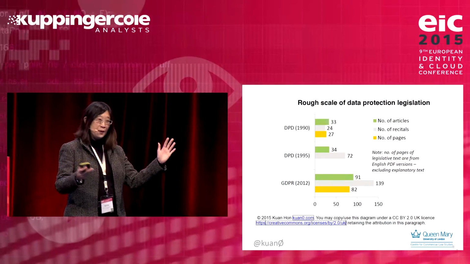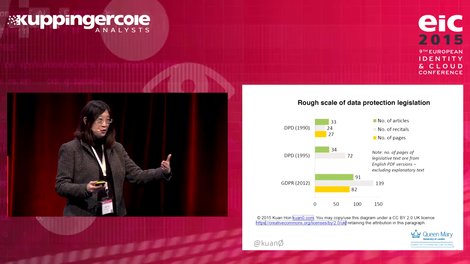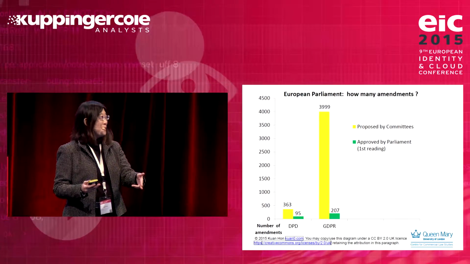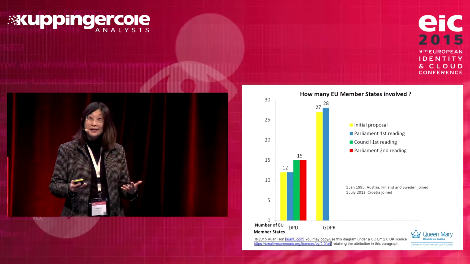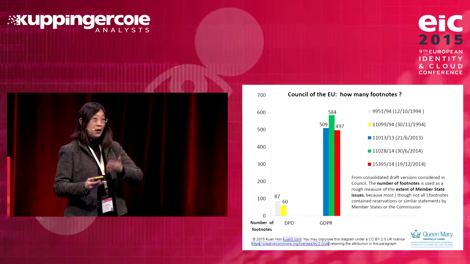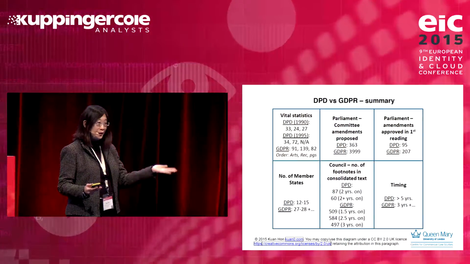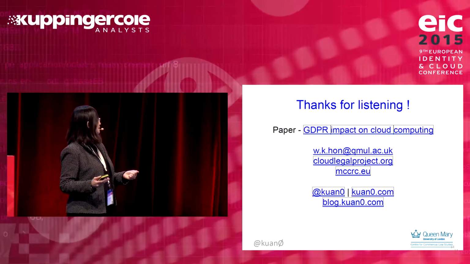I'm not going to go through this, but I did some other infographics showing the scale, comparing the directive with the regulation, and you can see, there's a lot more amendments in Parliament now than there were before. There's a lot more member states to have to agree it. There's a lot more footnotes showing disagreements among the Council than with the directive, and that's a table that summarizes it all. Thank you very much.